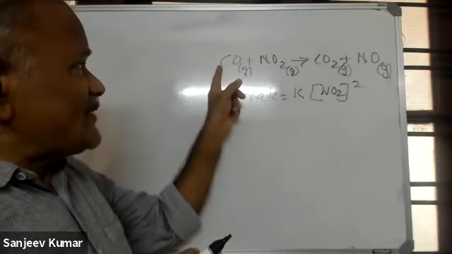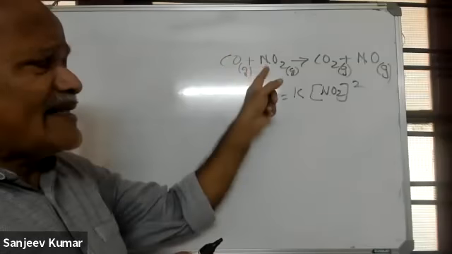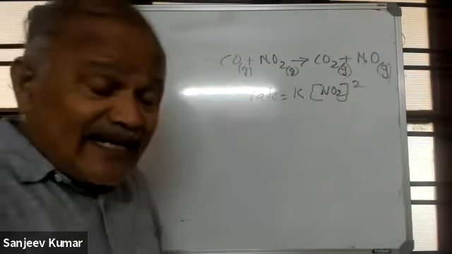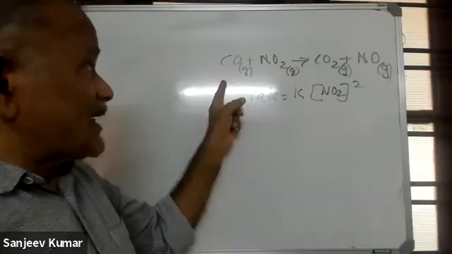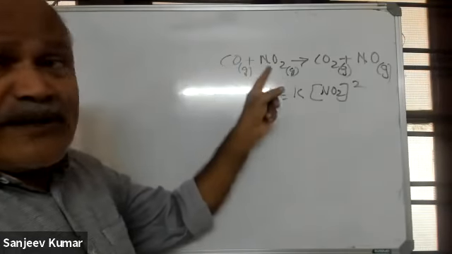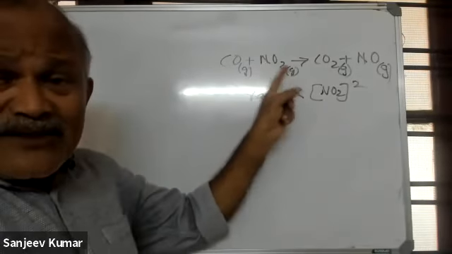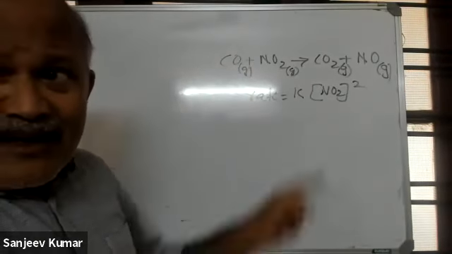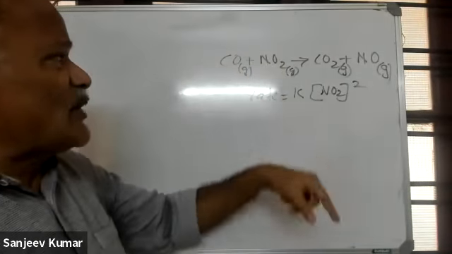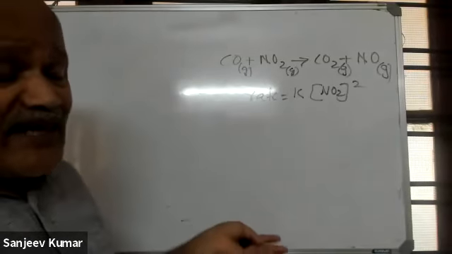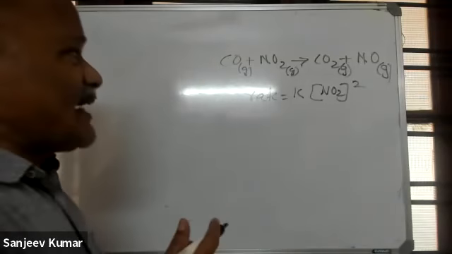Actually, the molecularity of carbon monoxide is 1 and nitrogen dioxide is also 1. Therefore, if it was an elementary reaction, the rate law should be rate is equal to K into active mass of CO into active mass of NO2, because for an elementary reaction the order and molecularity are the same. But here the order is different from molecularity. Therefore, it is not an elementary reaction. It is a complex reaction, so we have to deduce the mechanism.